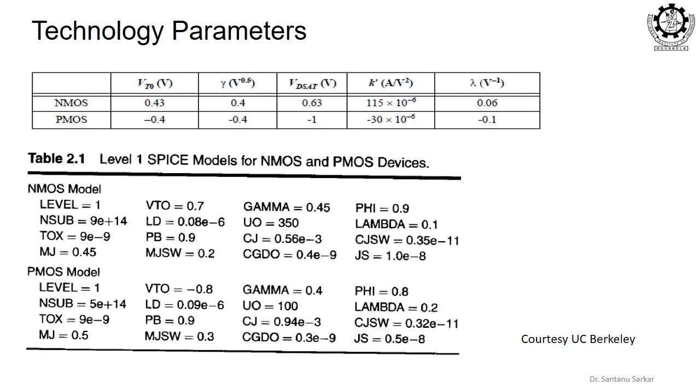All of these are used to model your NMOS and PMOS devices. In SPICE we have several parameters. For example, the threshold voltage at 0 VSB, what is your gamma, gamma being your backgate effect, what is your substrate doping, what is your TOX. All of these parameters are generally given and used. The value of gamma, the value of VDSAT in case the device is using a saturation model, what is your mu n COX, what is your lambda, all are specified.